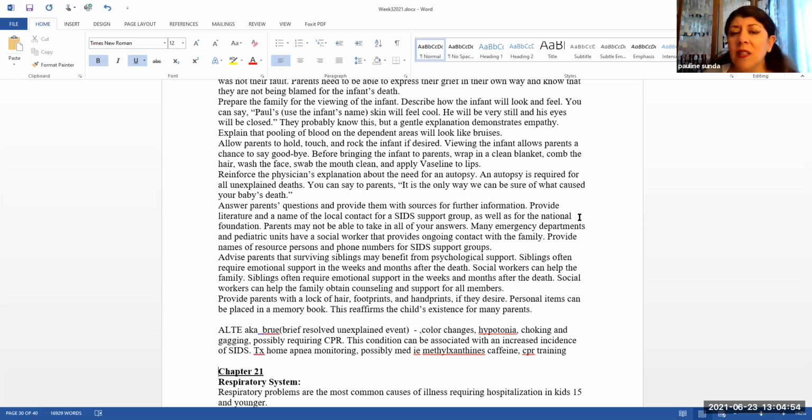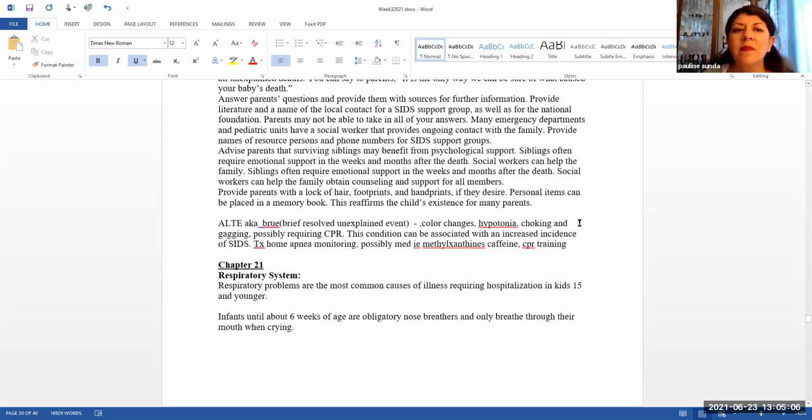Reinforce the physician's explanation about the need for an autopsy. An autopsy is required for all unexplained deaths. You can say to parents, it's the only way we can be sure of what caused your baby's death.